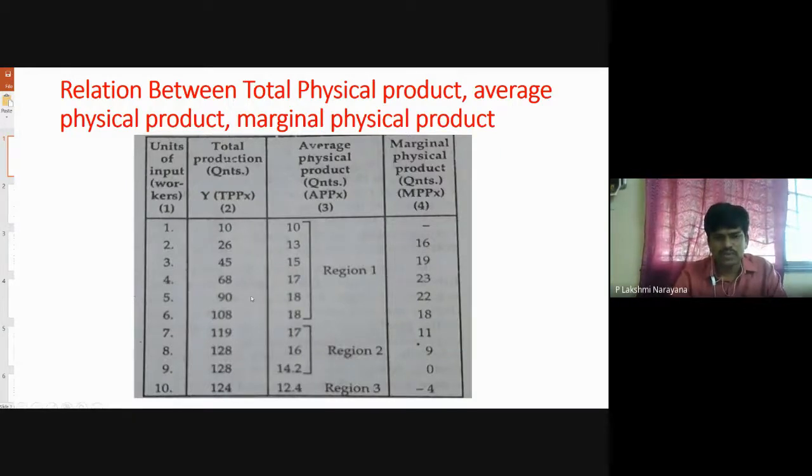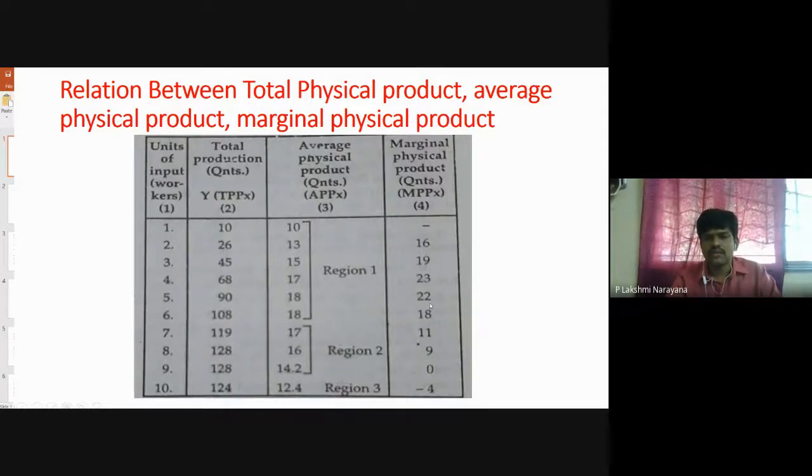So up to the fifth labor, the total product is 90. The average product is 90 by 5, 18. Again, at the sixth labor also, total production is 108, and the average product is 108 by 6, which is 18. So the average physical product is constant at the fifth and sixth labor.